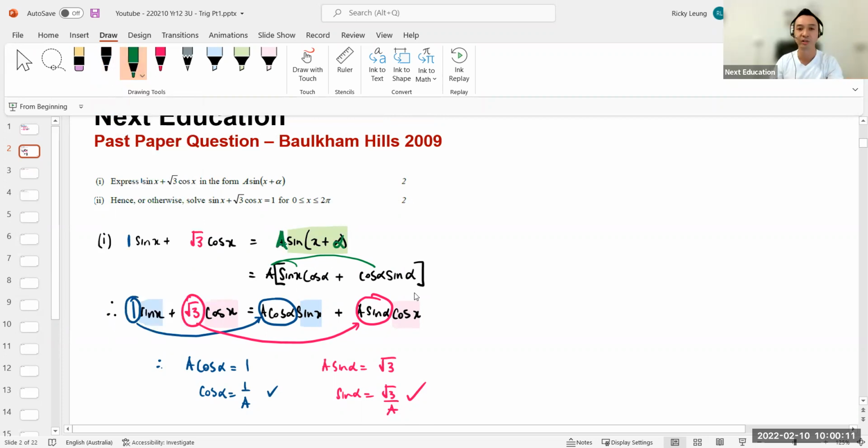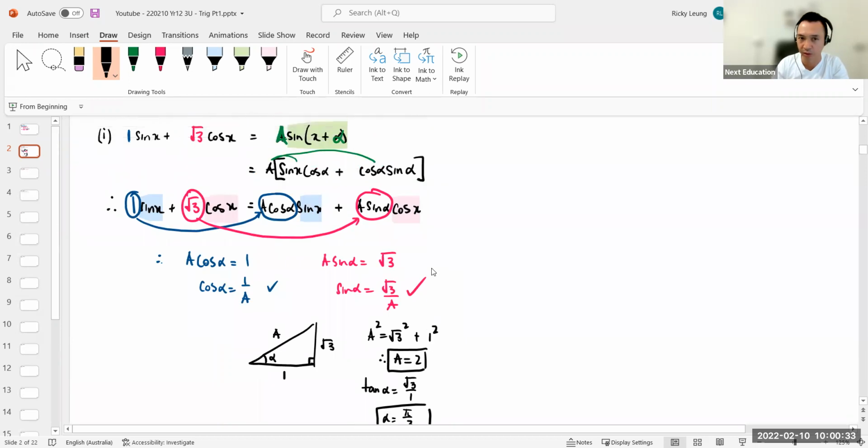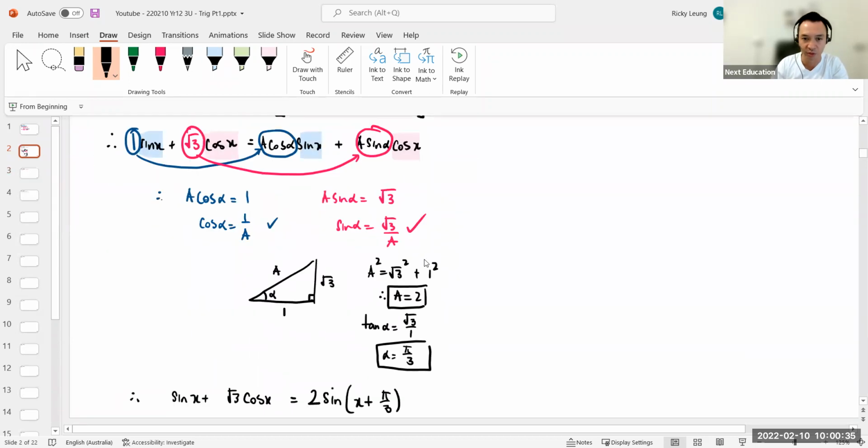So sub that back in and you transformed, right? You have transformed this expression. You go, therefore, sine x plus root 3 cos x has been transformed into what? Into A, which is 2, sine x plus alpha, which is pi on 3. That is the crux of what we're trying to do here. By transforming an expression, right? So let me just box this.